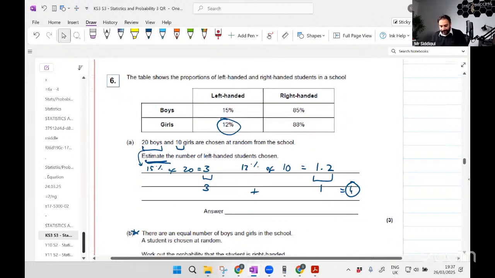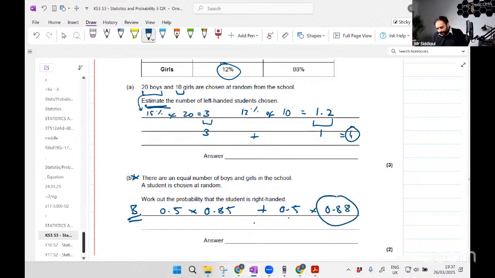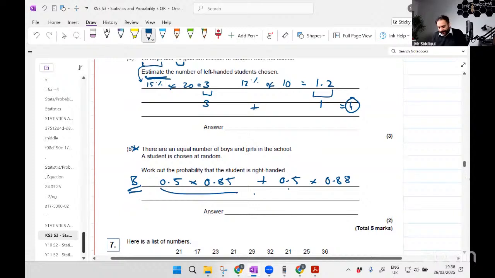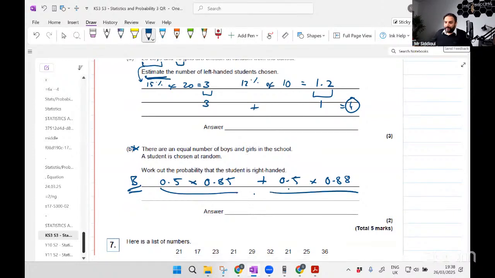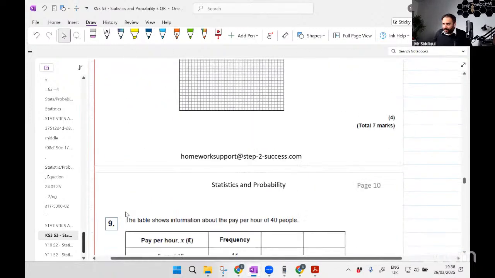Or you could have picked a girl, which is why I'm now adding something. The probability of picking a girl would have been 0.5, and you times that by the probability of a girl being right-handed, which is 0.88. That calculation on your calculator should get you there. That's quite a hard question. Don't worry about it too much. And 10, I think, is what you've also said.